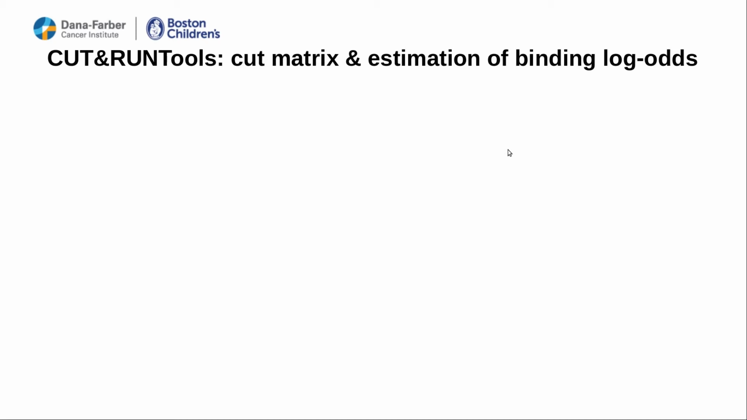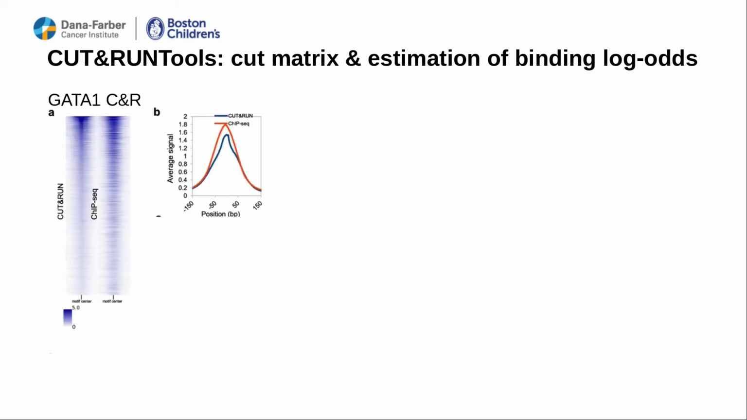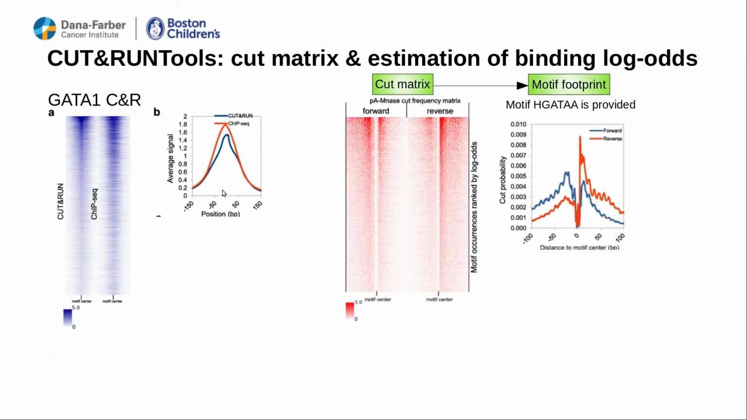Perhaps the underappreciated aspect of CUT&RUN is this cut matrix estimation of binding log odds. Here I use GATA1 as an example. Here we have performed CUT&RUN in CD34 expanded cells. First we show the comparison of CUT&RUN and ChIP-seq, showing the higher resolution of CUT&RUN peaks in terms of narrower peak width. On these peaks, we further performed de novo analysis and found the HGATAA to be the highest enriched motif among CUT&RUN peaks.